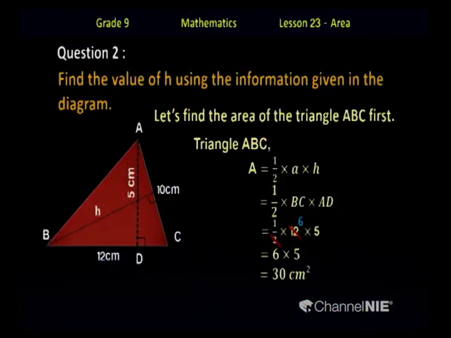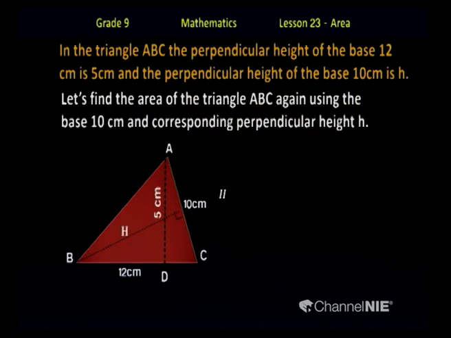But in our question, you should find out the height denoted by simple H. Then students, how can we find it? We got the area of the triangle ABC. Now let's find out the perpendicular height using the answer you obtained, 30 square centimeters. Then we know the area. Then again we can find out the area of triangle ABC using the base AC.